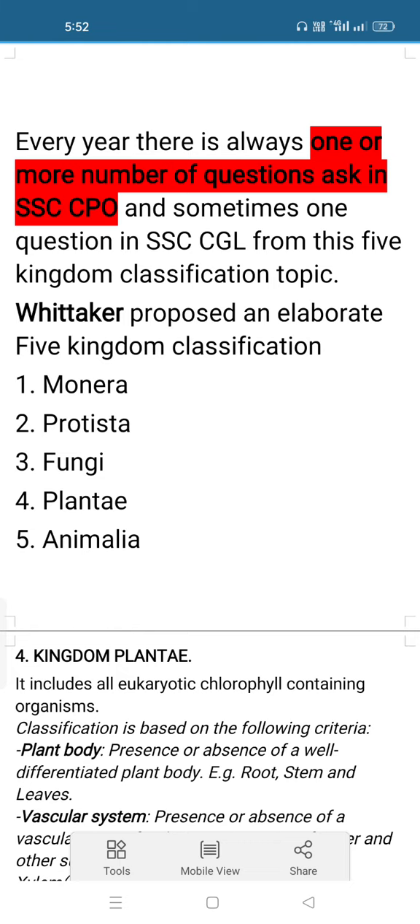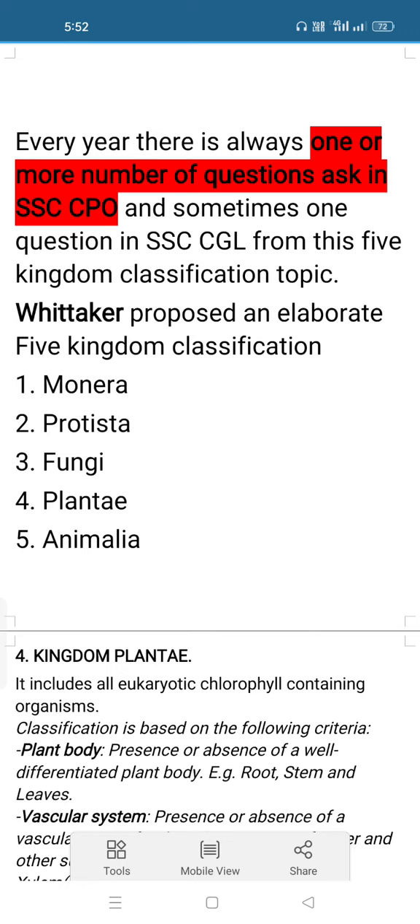Every year, there is always one or more questions that come in the SSC CPO exam, and in CGL sometimes one question from this topic of 5 kingdom classifications. At the end of the session, I will discuss the past year questions as well. So for SSC aspirants, this topic is worth $1 million. Let me simplify and make this topic a very interesting one for you.